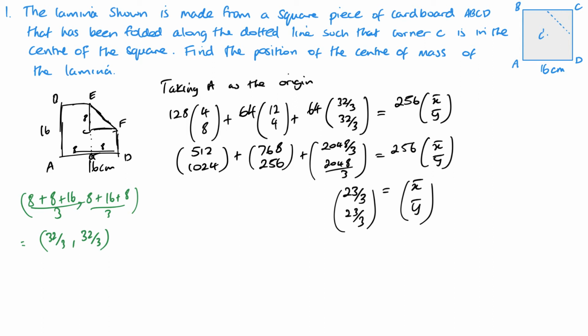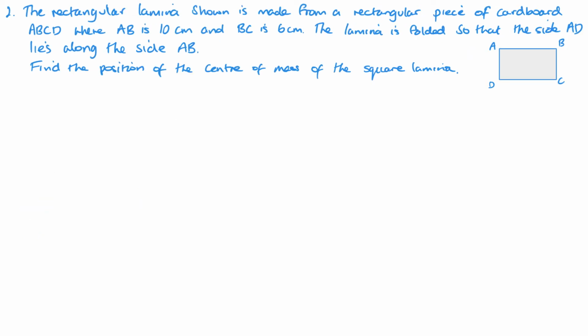And so the centre of mass of this lamina is at 23 over 3 from A. Next one, we've got a rectangle. AB is 10 and BC is 6. And we've got the lamina folded over so that the side AD lies along AB. So we're kind of folding it so that this side will end up along this side.